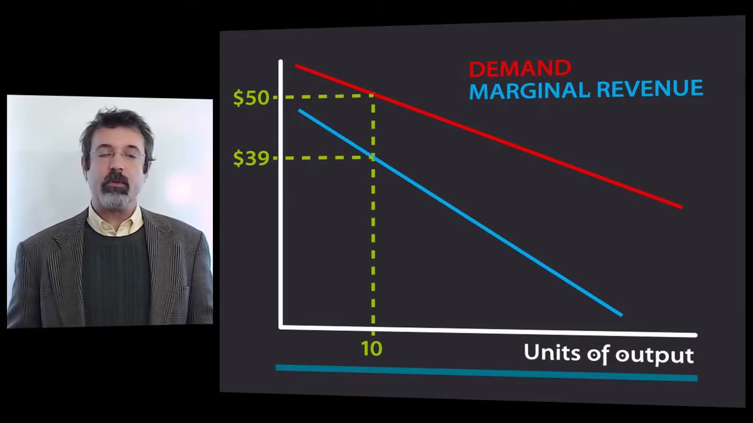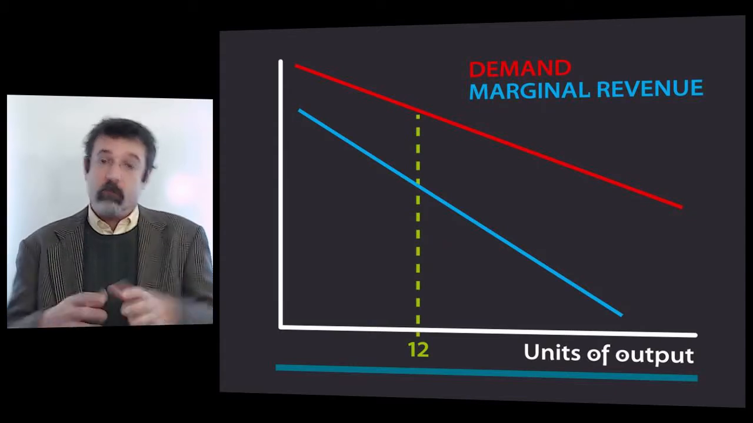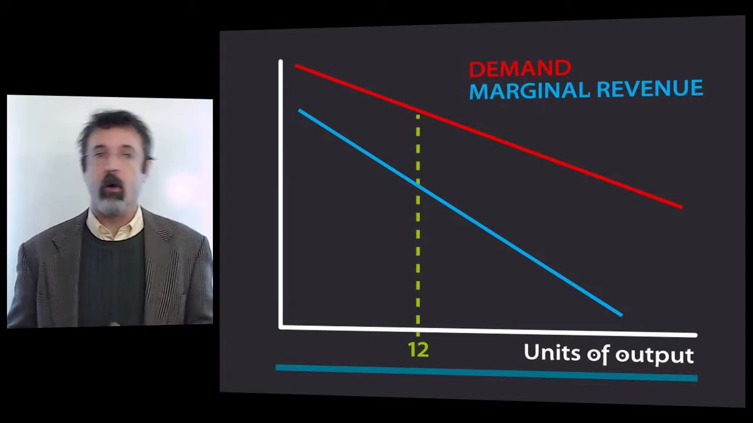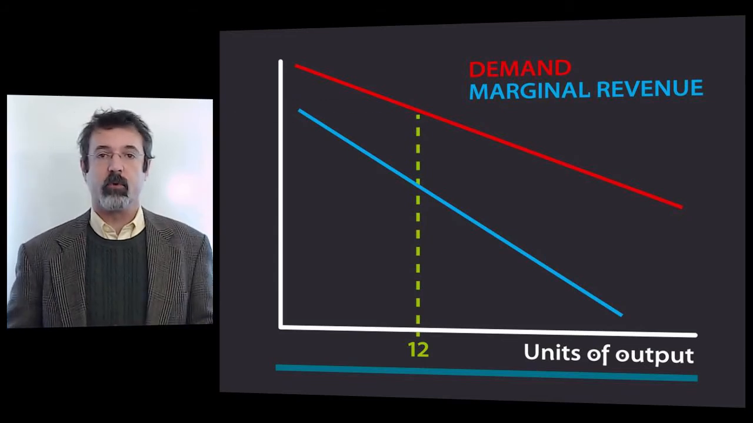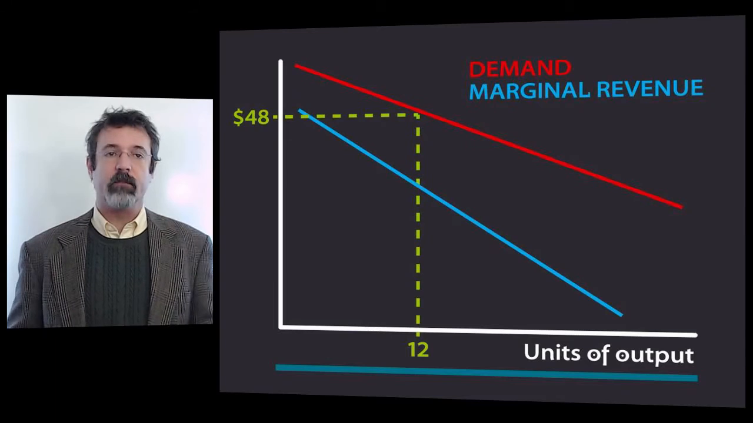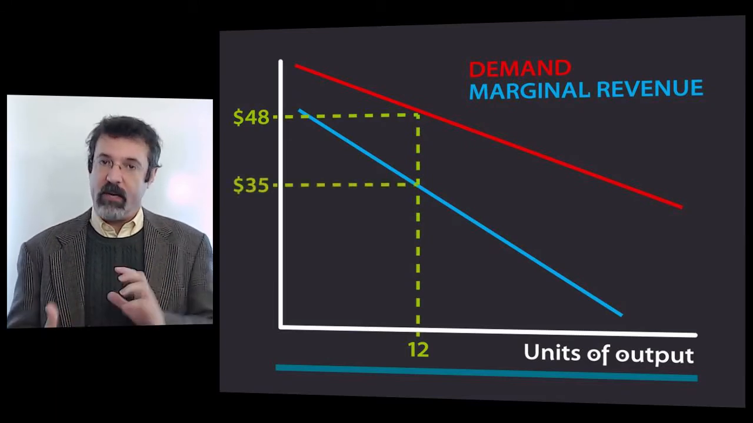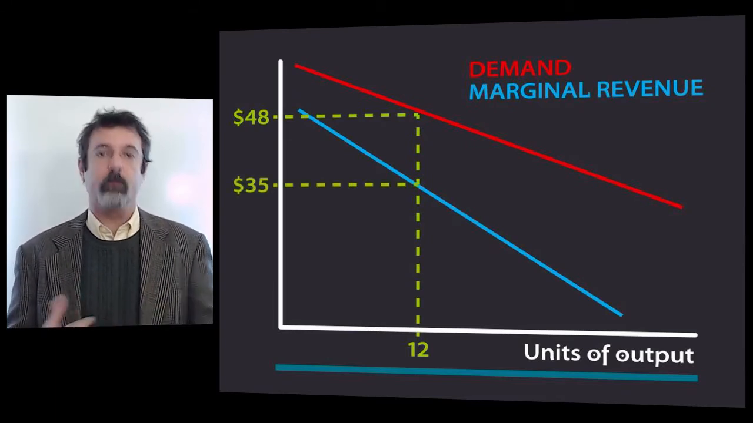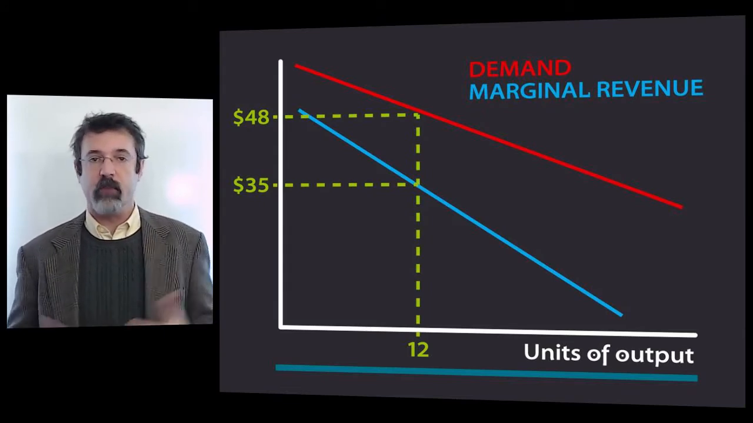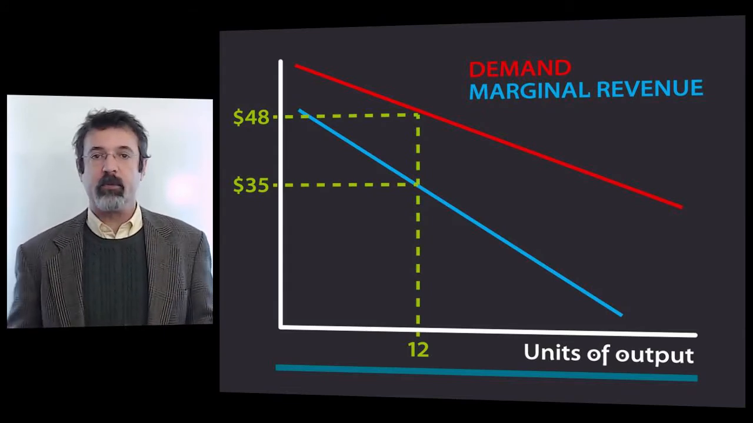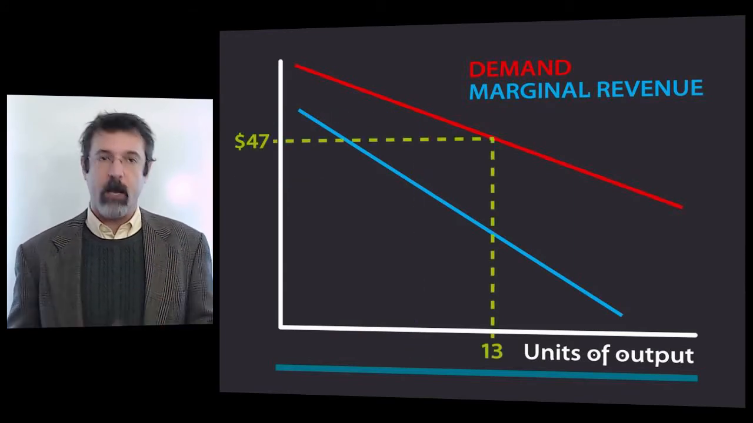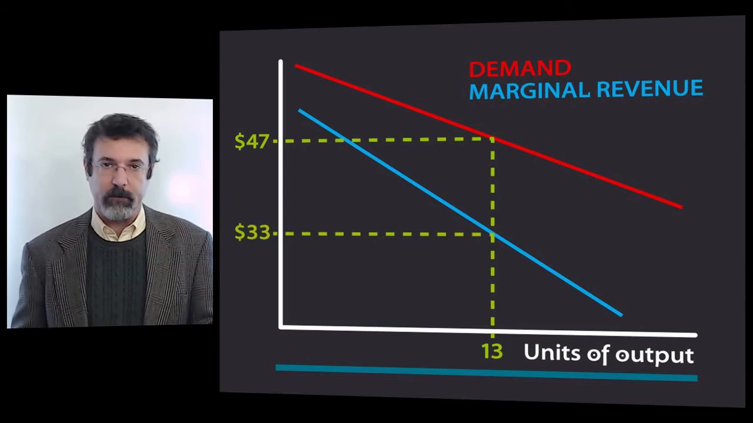If the monopoly produces 12 units of output, this is more than 10, so producing more will cause the market price to fall slightly, and the market price falls to $48. The marginal revenue when the firm produces 12 units is $35. So if the monopoly were to increase its output by 1 unit, it would gain an additional $35 in revenue. When the monopoly produces 13 units, the price of the product is $47 and the monopoly's marginal revenue is $33.